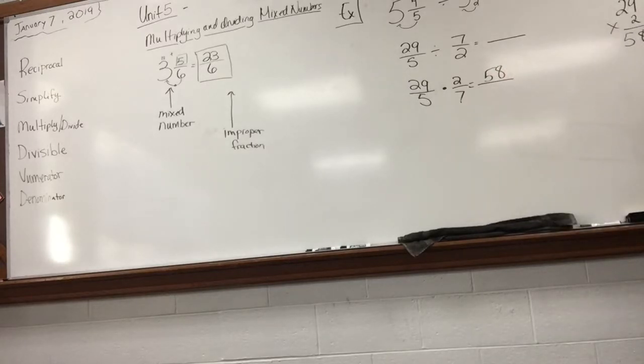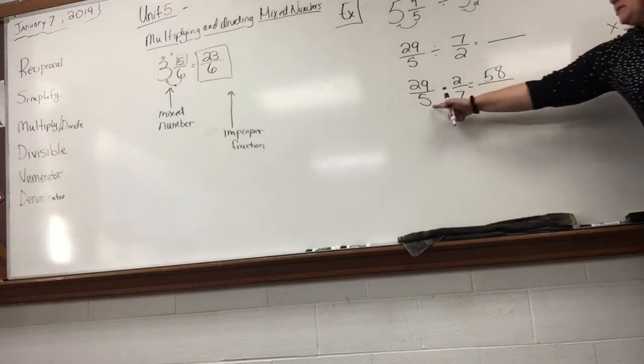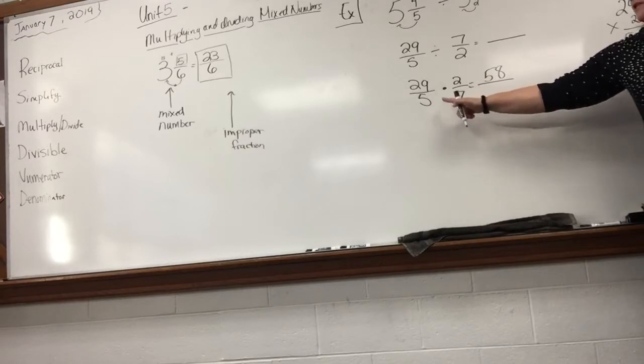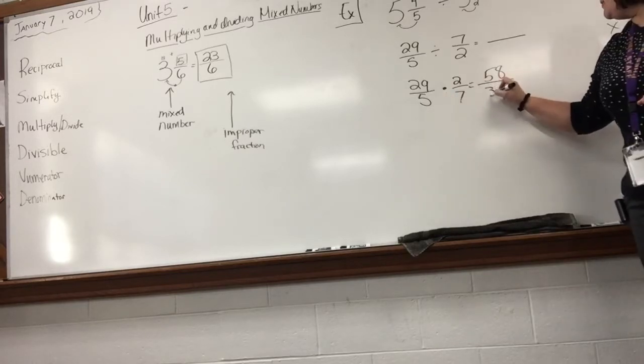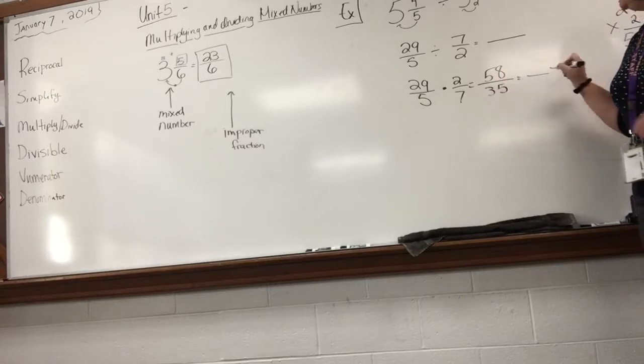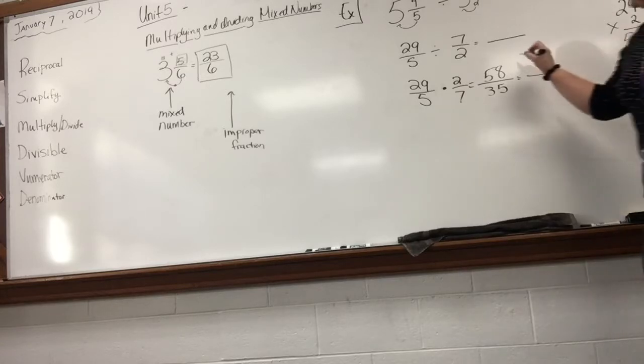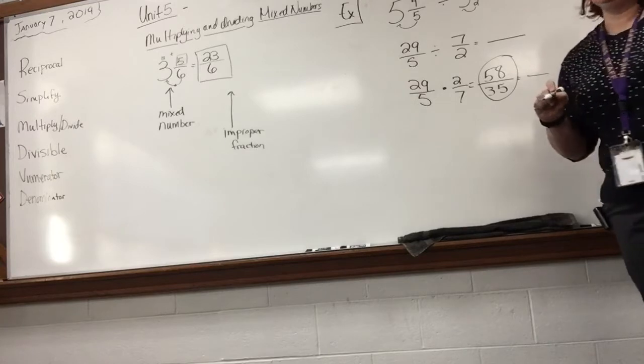What's our next step? Kendall. 5 times 7. Okay, what do we call these numbers, Kendall? In the bottom half of a fraction. Denominator. So 5 times 7 is 35. I don't know about simplifying this. Yeah, can we simplify 58 over 35? No. So, we're good. Okay.